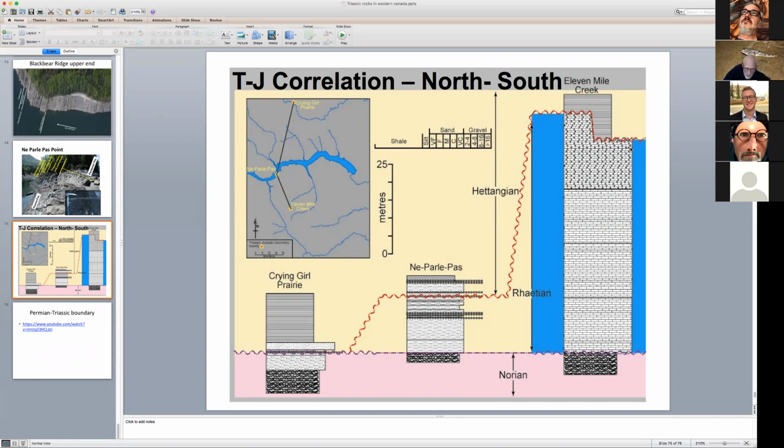What caused that second extinction? Again, we've got no real evidence it's a volcanic related event. Maybe it is, maybe it's not. Could be a bolide impact, a major meteorite impact. Maybe it is, maybe it's not. We're trying to get our head wrapped around that.